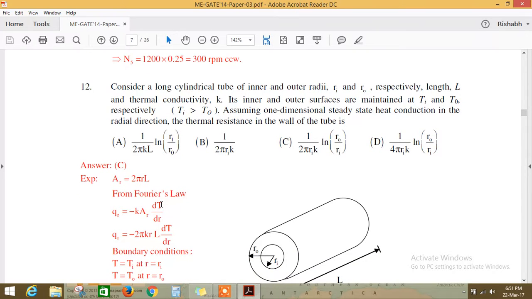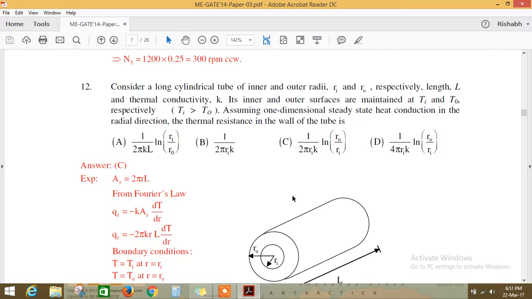Consider a long cylindrical tube of inner and outer radii Ri and Ro and length L and thermal conductivity K. Its inner and outer surface are maintained at the temperature Ti and To, where Ti is greater than To. Assuming one-dimensional steady-state heat conduction in the radial direction. Please be careful. Here the heat conduction is taking place in radial direction, and that too one-dimensional and steady. So we have to find out the thermal resistance.